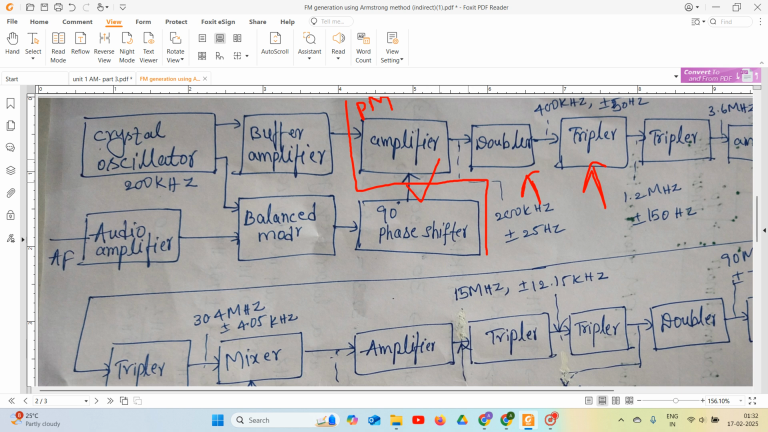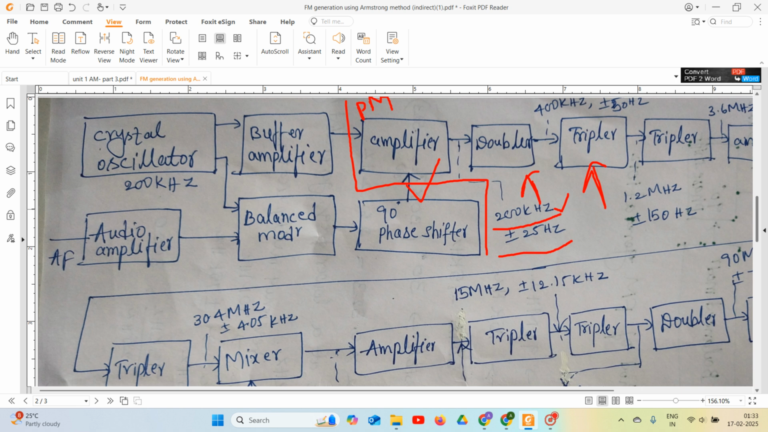The amplified input signal we send to the doubler in order to double the frequency. Here we have achieved a 200 kilohertz carrier frequency and plus or minus 25 hertz frequency deviation, but my required frequency deviation is plus or minus 75 kilohertz, and the carrier frequency is 90 megahertz. But this is our low frequency carrier. In order to achieve that, we have to do doubler and tripler.